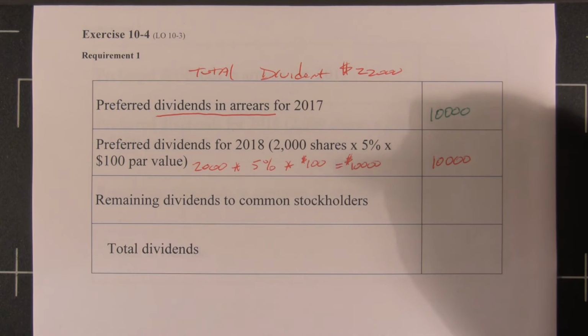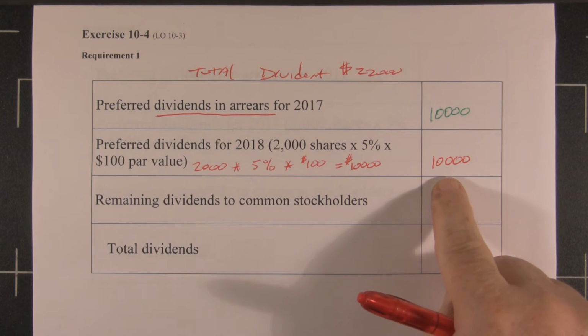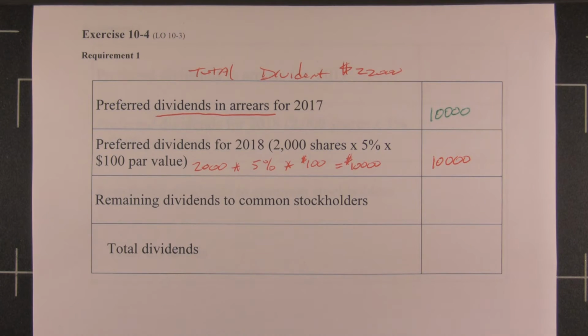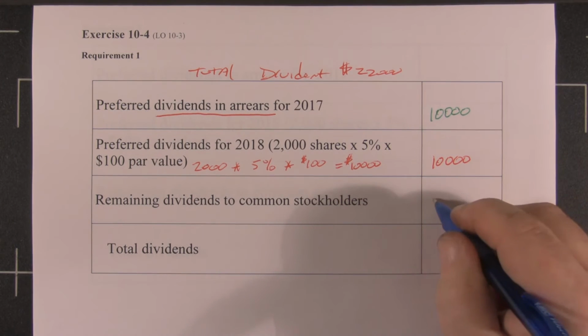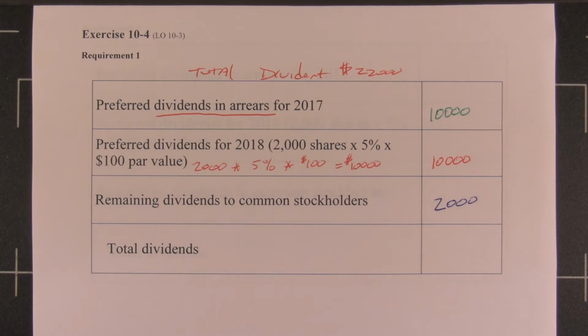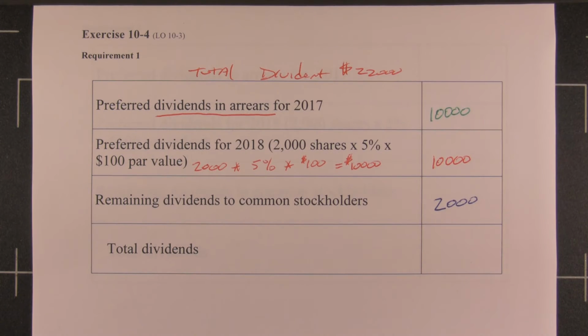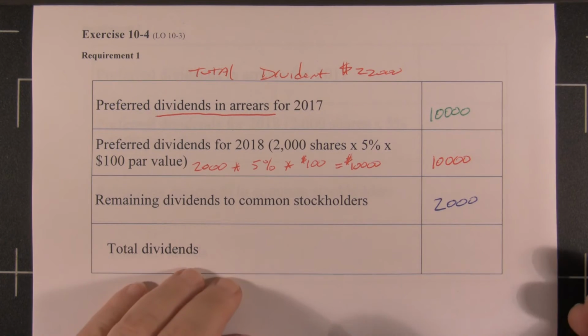$10,000 goes to preferred shareholders with the cumulative right from last year. $10,000 goes to preferred shareholders for this year, and the remaining $2,000 goes to our common shareholders. That's preferred shares with the cumulative right. They get a catch-up dividend plus this year's dividend.